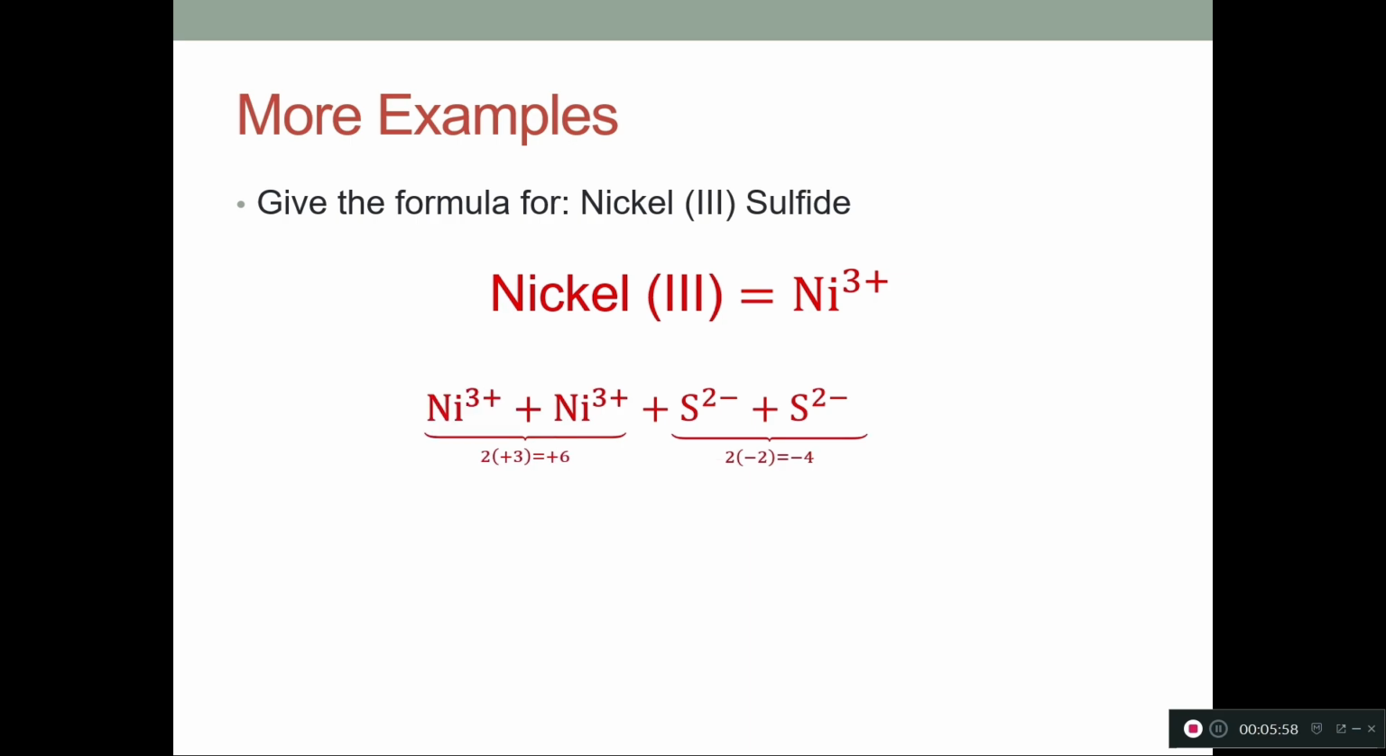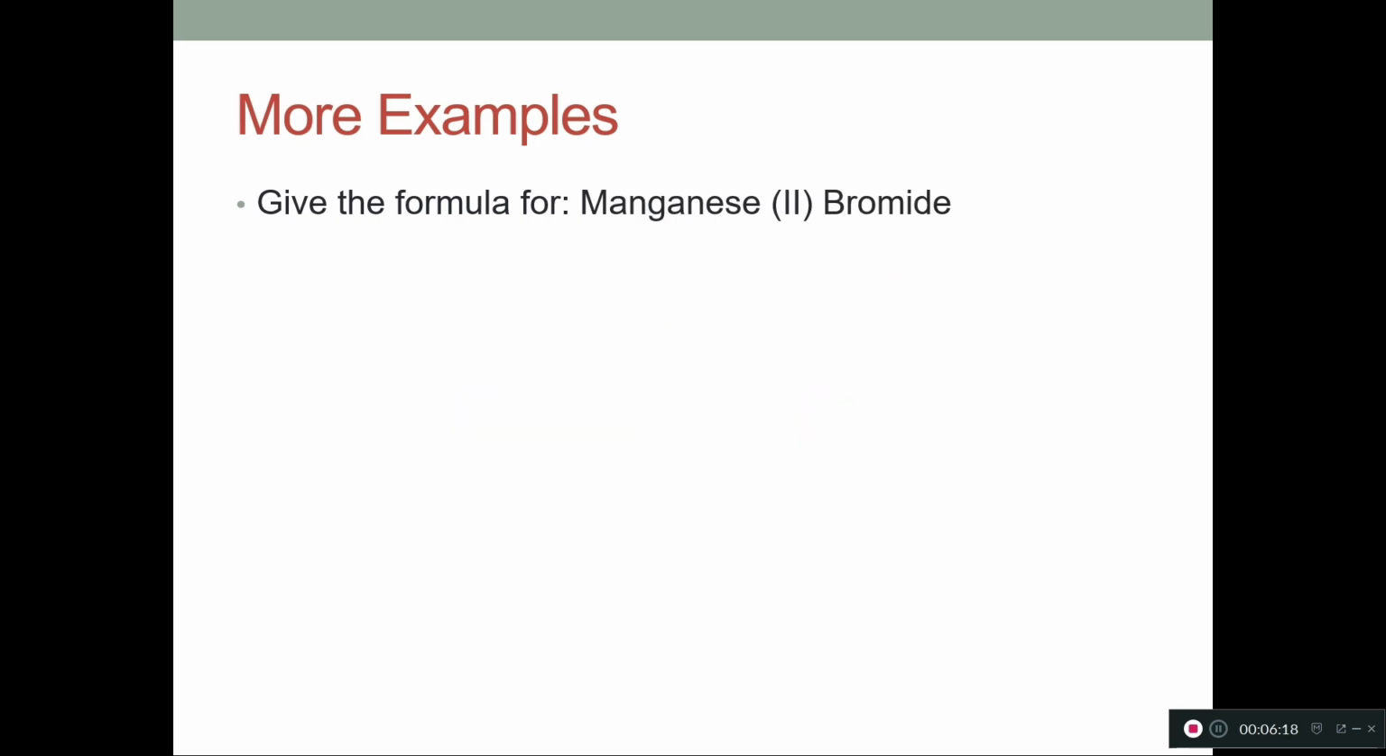So we have to add another nickel, but now we have more positive than negative. So we have to add another sulfide. And so now we have +6 and -6. And so that means that we have 2 nickels and 3 sulfides. So it's Ni2S3.